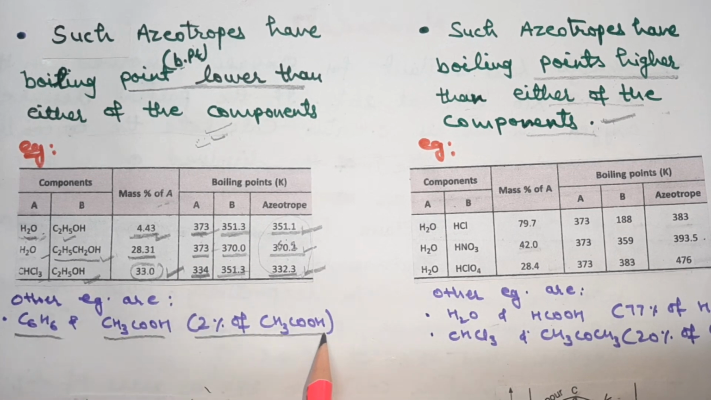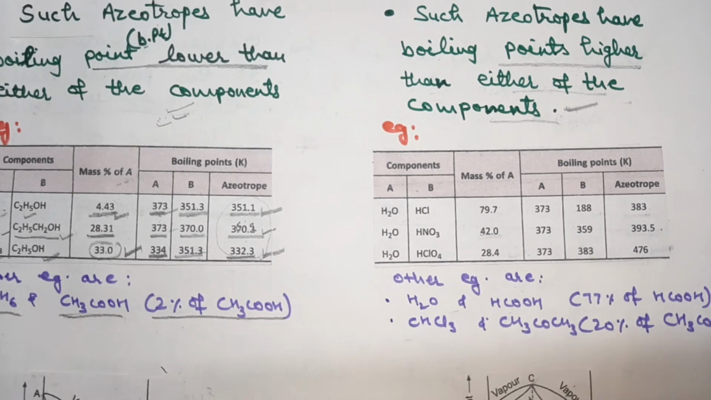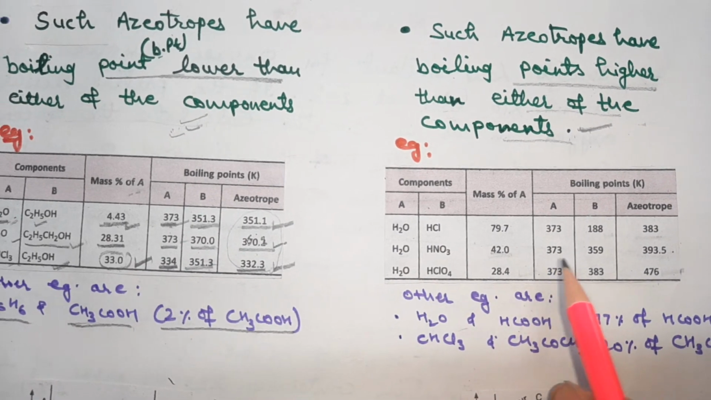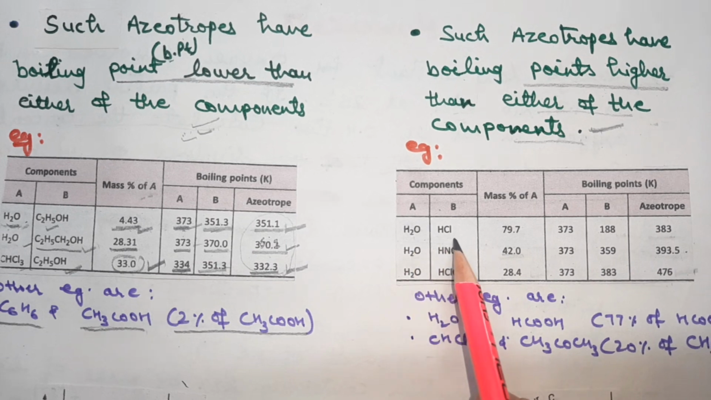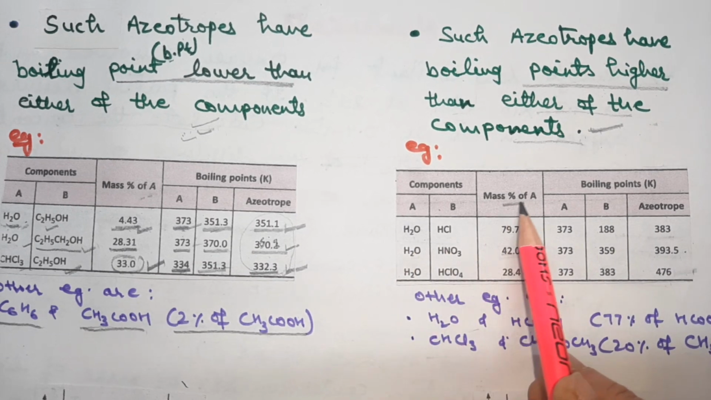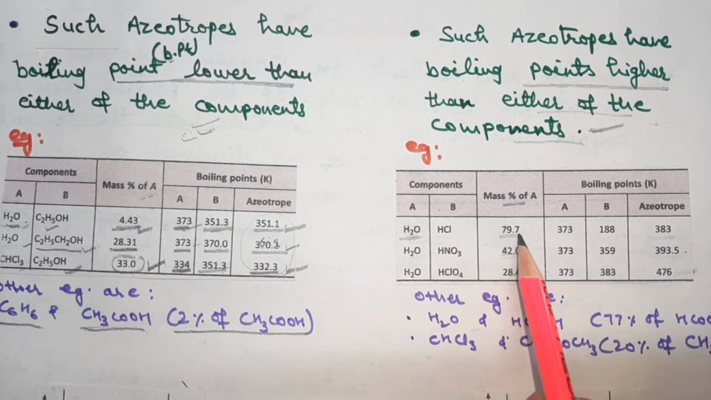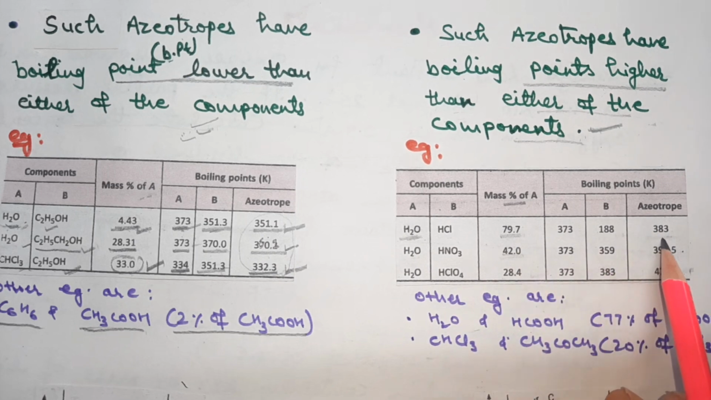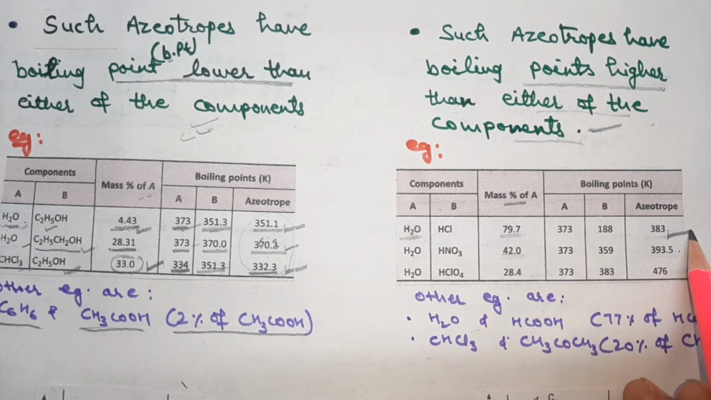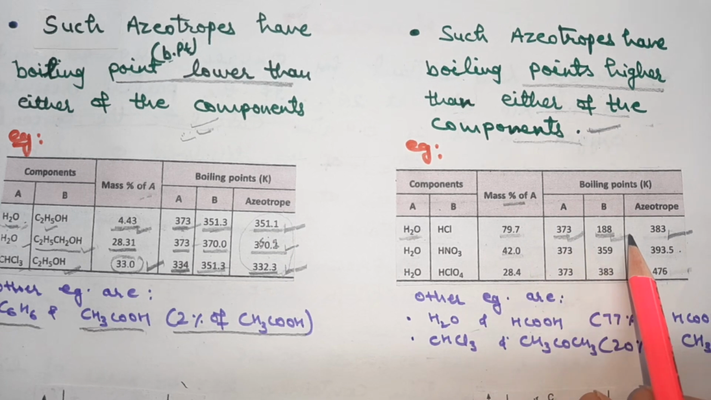So 2% of ethanoic acid is there, then it forms the azeotropic mixture. Same way, let's see the examples of maximum boiling azeotropic mixture. So first one is the mixture of water and HCl. When the mass percent of A, means water component, is 79.9, 79.7, then it forms the azeotropic mixture and it boils at 383, which is more than the boiling point of both the components.